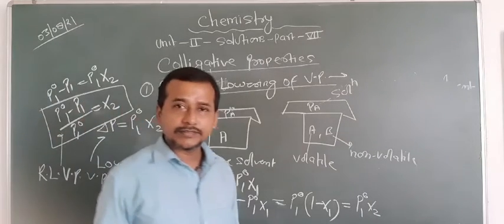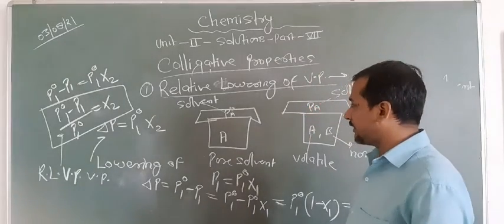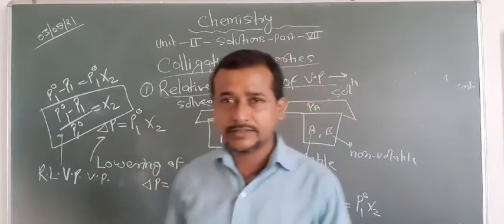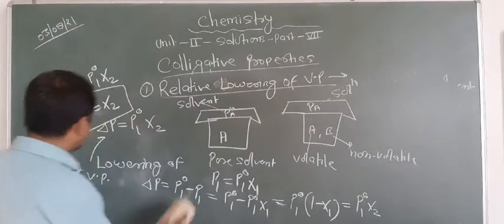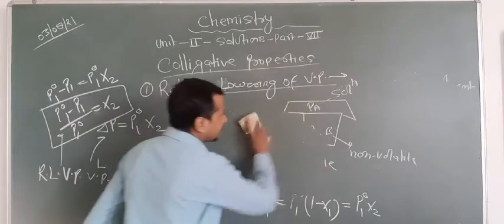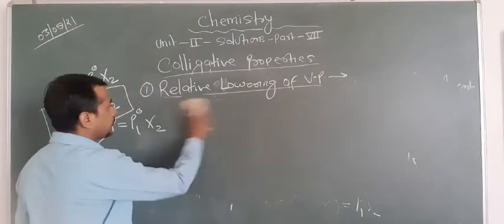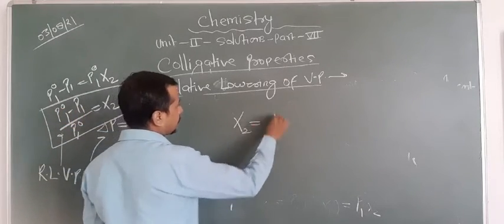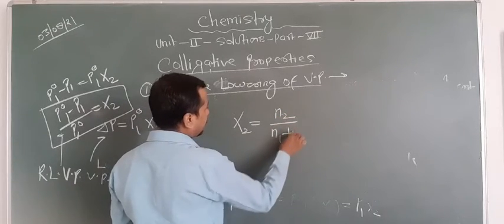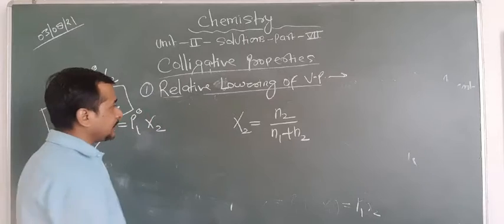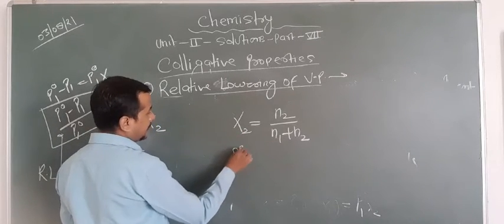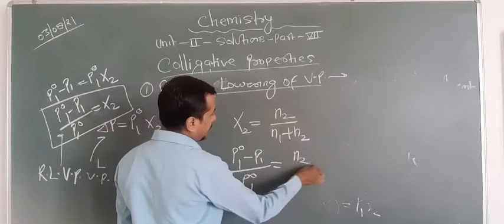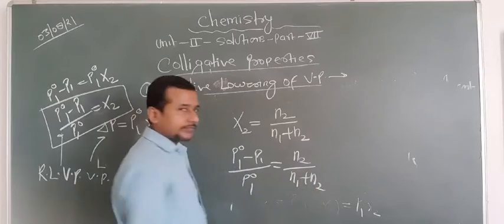Are you getting this point or not? Maybe one question arises in the form of derivation. We generated the relative lowering of vapor pressure with respect to mole fraction. Now we know that the mole fraction equals the number of moles of solute divided by the total number of moles of solute and solvent. So we know that X2 equal to N2 divided by N1 plus N2. Now put this value in the relative lowering of vapor pressure formula. So now we get N2 divided by N1 plus N2.